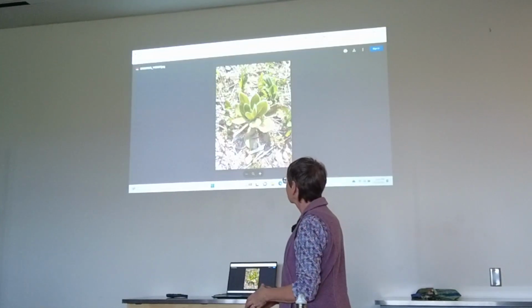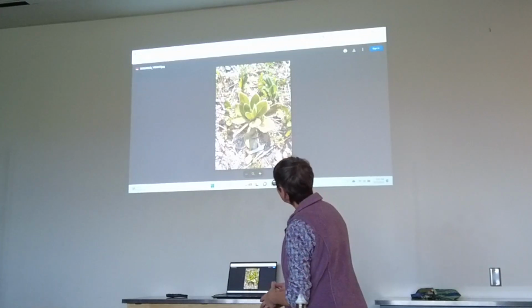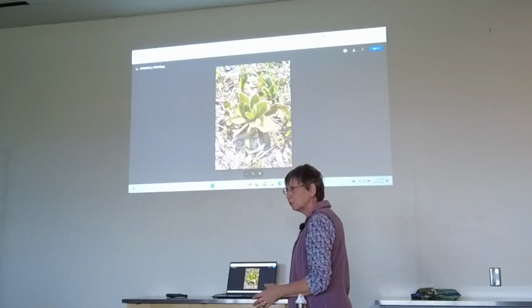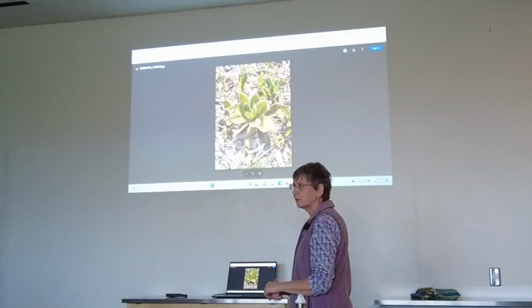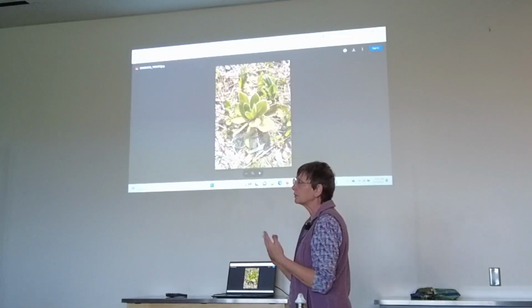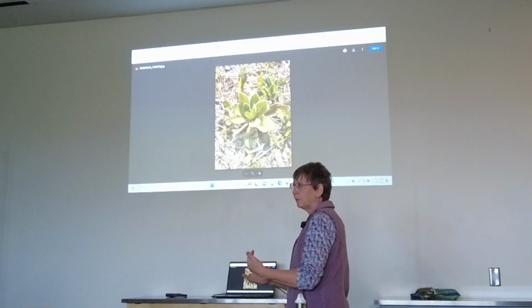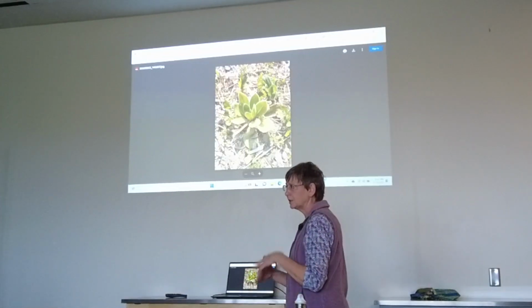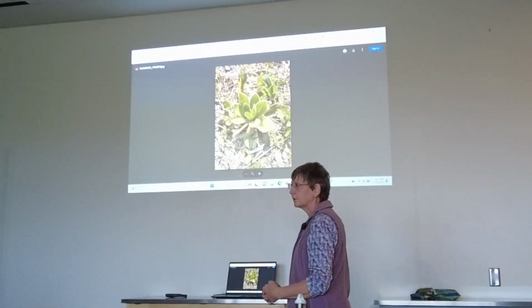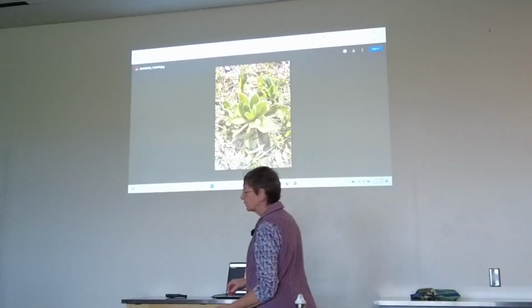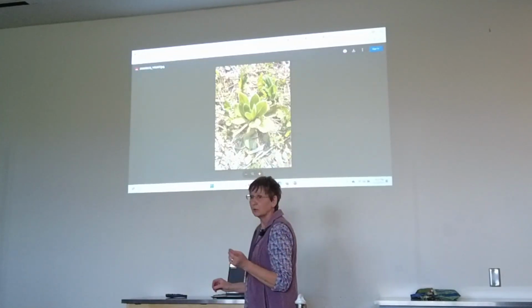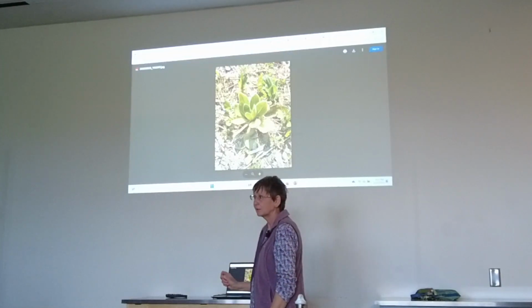Yeah, the root is used as well. We actually use the root to go deeper, like if the lungs are not clearing well with the leaves, then I might put the root on board to get deeper in there and help in that way, or add something else at that point. Any other questions about mullein?